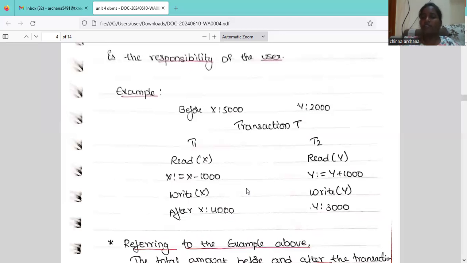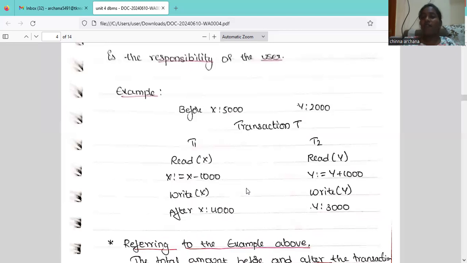Because see, if Y is debiting 1,000 rupees from his account, and it is in no way credited to the other account, who is losing in the end? Y is losing his money. 1,000 rupees is lost by Y. So we make sure of the first property, atomicity, that means the complete transaction's instructions should be executed, or else neither of them should be executed. If the transaction is successfully completed from the starting point to the end point, then there is less chance of inconsistency.